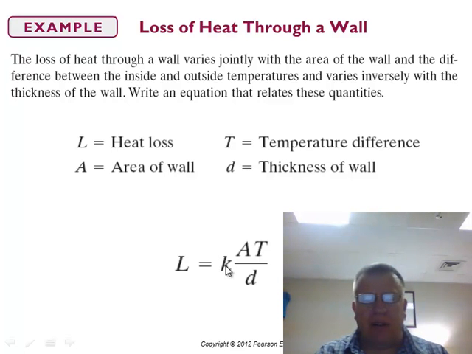So we now need some information to solve for K. If we were to do something useful with this equation, they might give us, say, hey, suppose that the area of this wall is so many square feet, and the temperature difference is this amount, and the thickness of the wall is so many, and that the heat loss is so much. And so for those 4 pieces of data, then we could solve for K and then answer some useful questions.